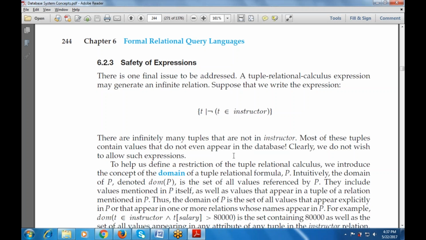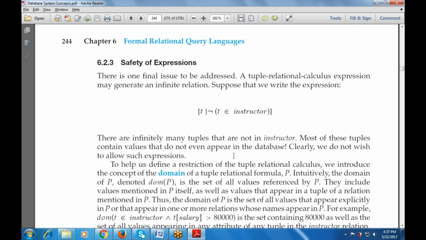To define the restriction of the tuple relational calculus, we introduce the concept of the domain of a tuple relational formula P. Intuitively, the domain of P, denoted dom(P), is the set of all values referenced by P. It includes values mentioned in P itself as well as values that appear in a tuple of a relation mentioned in P. Therefore, the domain of P is the set of all values that appear explicitly in P or that appear in one or more relations whose names appear in P.